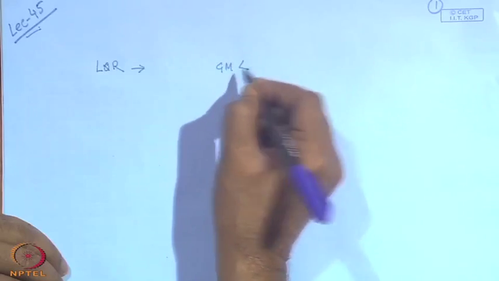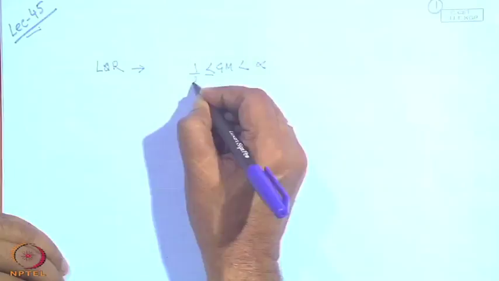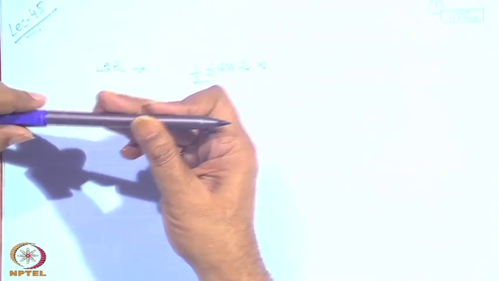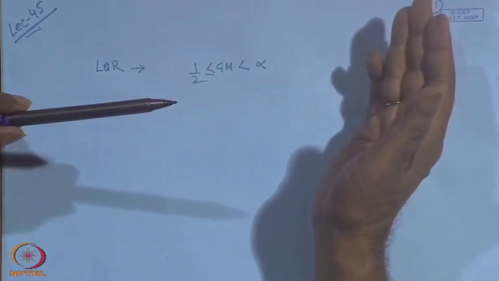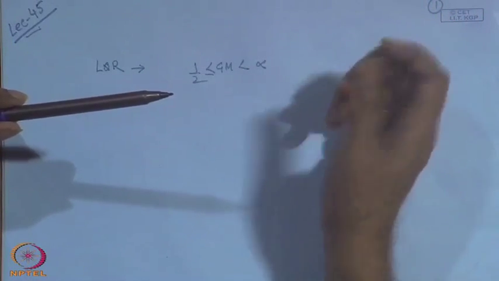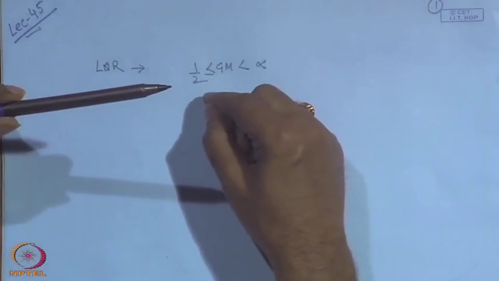So last class we discussed linear quadratic regulator problems, and we have proved that the LQR problem has good robust properties. The gain margin, we have seen, is infinity and greater than or equal to half. That means whatever the present gain of the system is, we can increase the gain up to infinity and still the system is stable if you design the controller based on the LQR.